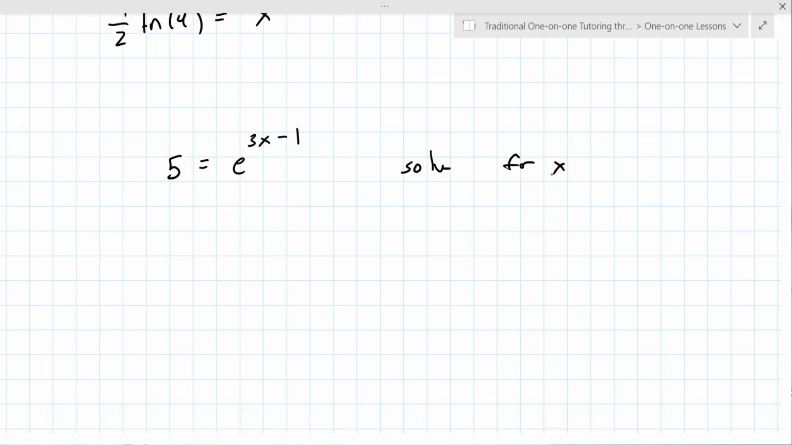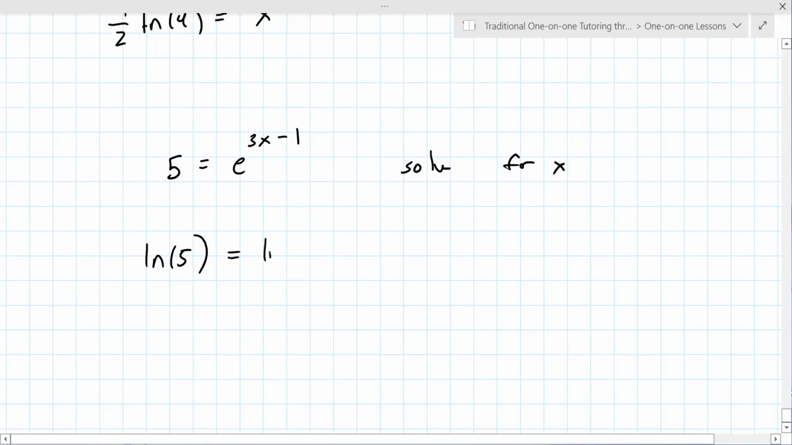So ln, and then do you add 5 and 1 or do you keep it as ln of 5 plus 1? Well, let's look at what the right-hand side becomes. The right-hand side becomes 3x minus 1. Whatever you have in the exponent after you take the natural log, that's what's left over. Do you see that? Just the exponent?